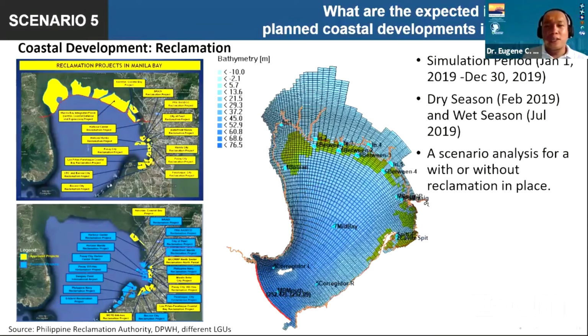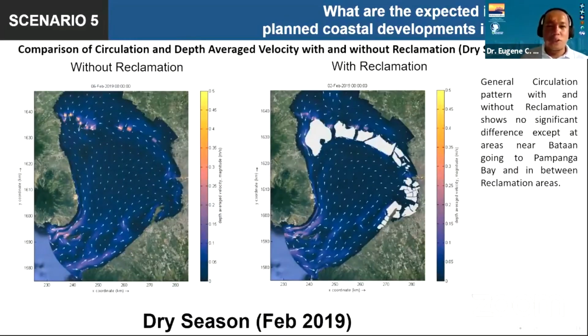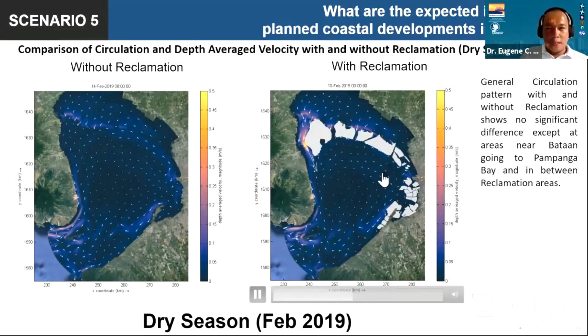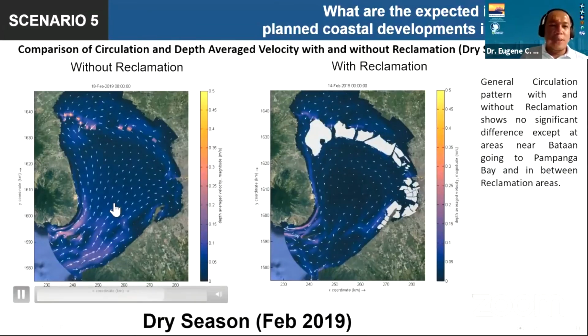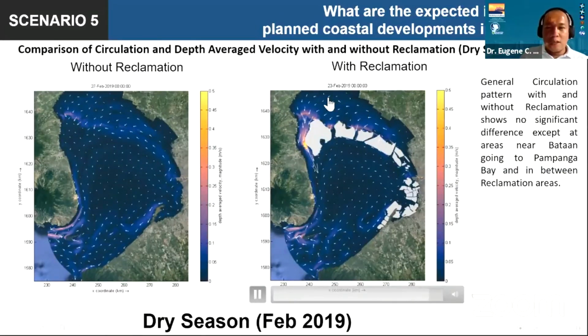Okay, and so what if all of these proposed projects later on will be there in Manila Bay? What will be the effect on the circulation patterns of Manila Bay? So we can do a with and without scenario. So this one now shows you the simulation between a with reclamation and a without reclamation scenario, where we can already see that the waters here are stagnated because of the presence of the reclamation area.